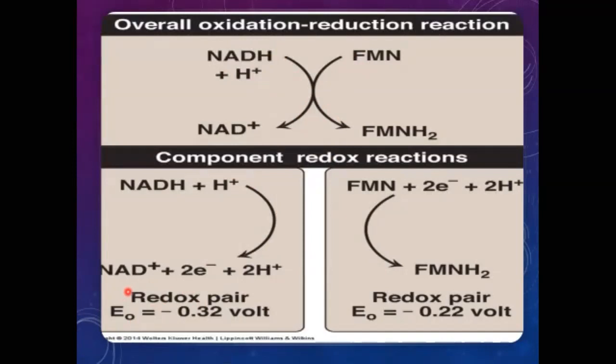So the reduction potential of the NADH molecule mathematically equals minus 0.32, and the reduction potential for this half reaction is minus 0.22. What does that mean? In other words, if the FMNH2 is going to be reduced, it has this power. Okay? So it means that the power of reduction is higher for the NADH because mathematically it's more negative. So that's the meaning.